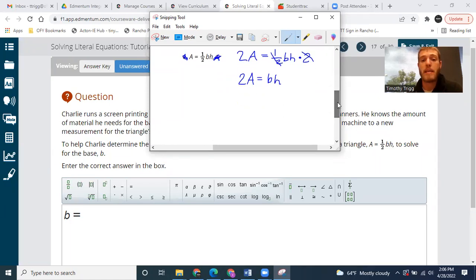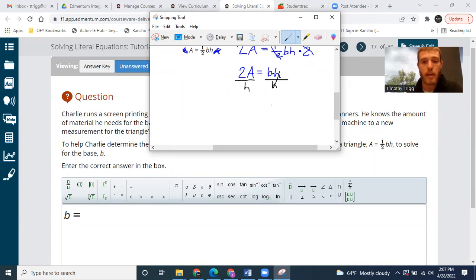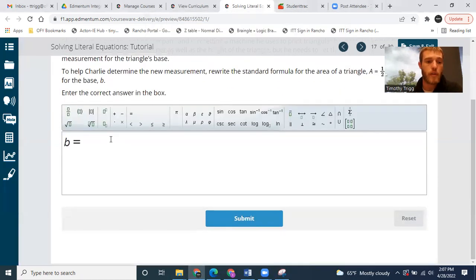Now remember, we're trying to get B by itself. So our next step will be to get rid of H. Remember, these are multiplied, right? So in order to get rid of it, you're going to divide by that same factor. Divide by H on both sides of the equation, giving us B all by itself. It's 2A divided by H. So over here, let's use this fraction on the equation editor. It was 2A divided by H. And there you go.